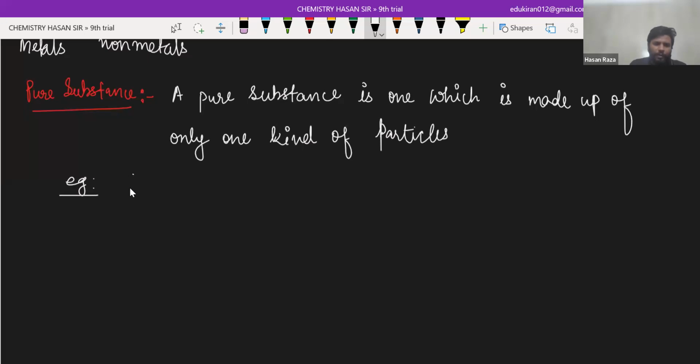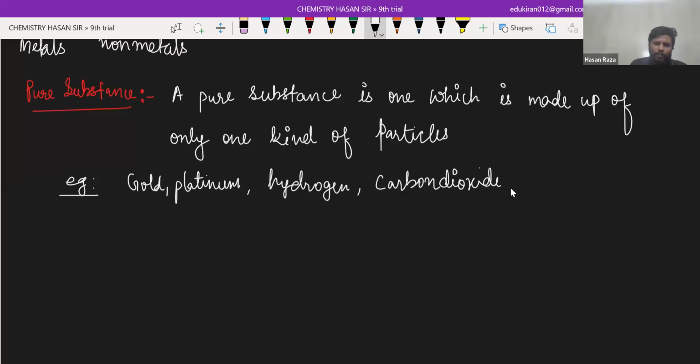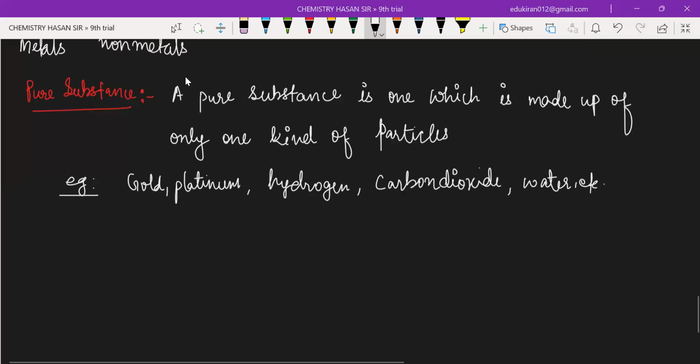We can take examples like your gold, platinum, hydrogen, carbon dioxide, water. These are all examples of pure substances, in which I included both elements as well as compounds. You can see carbon dioxide is a compound. If you remember, fine; if you don't remember, you can ask me. Yes, I remember. Very good.